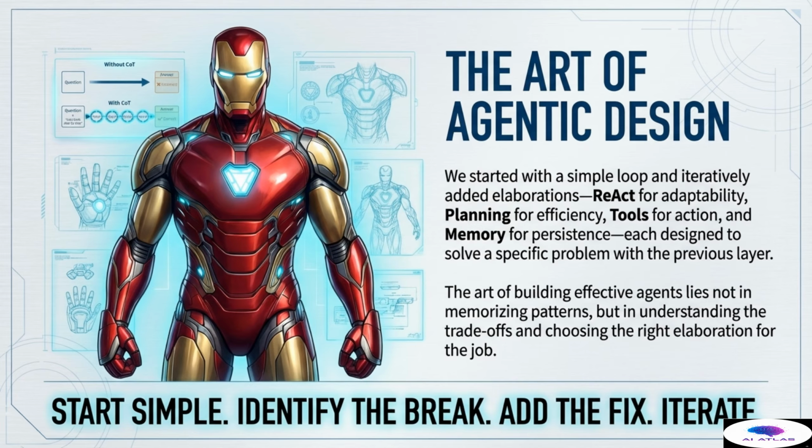We conclude our look at the Agentic Blueprint with the final takeaway on the art of agentic design. We started this journey with the minimal agent loop, the atomic unit of perception, cognition, and actuation. We then iteratively added crucial elaborations, each designed to solve a specific problem with the previous, simpler layer. We introduced ReAct for robust adaptability and self-correction. We added planning for efficiency and necessary scale. We integrated tools for external action and bridging to the outside world. And finally, we implemented memory for persistence and overcoming the context window constraint.